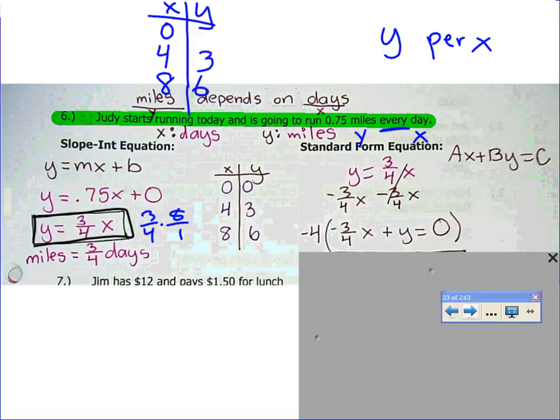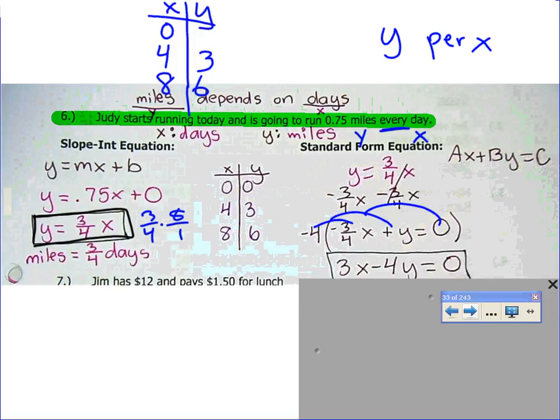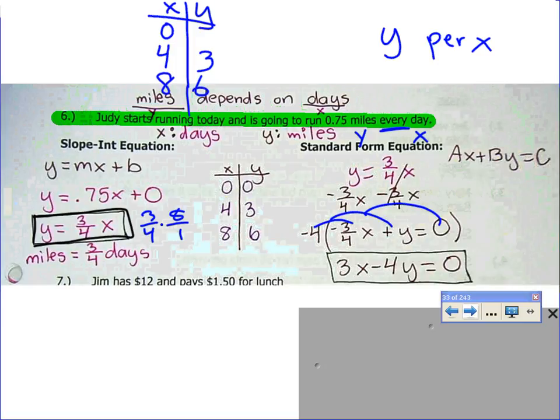So at this point, Matt said negative 3/4 x plus y equals 0. You need to get rid of the fraction. I usually just multiply by the negative and by the denominator all at once. So if you distribute negative 4 to every single term, standard form for this one should be 3x minus 4y equals 0.